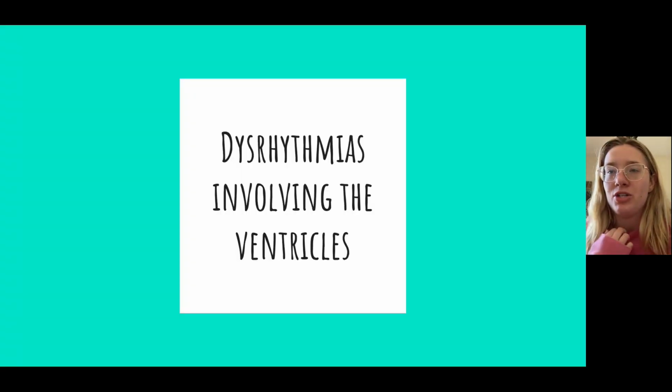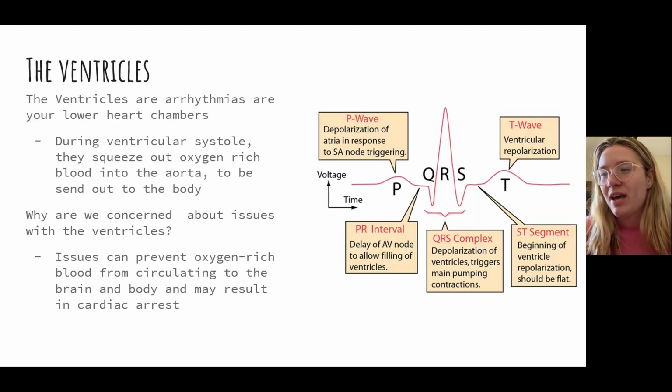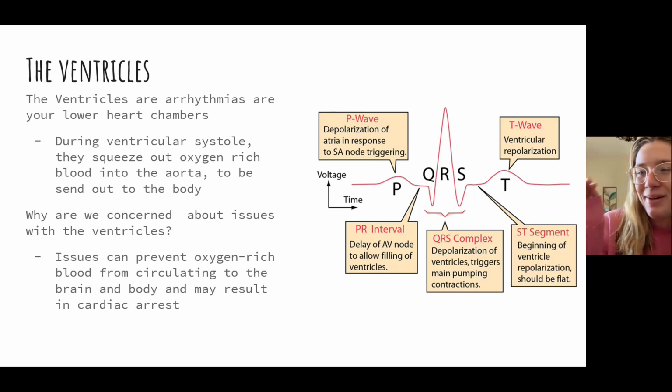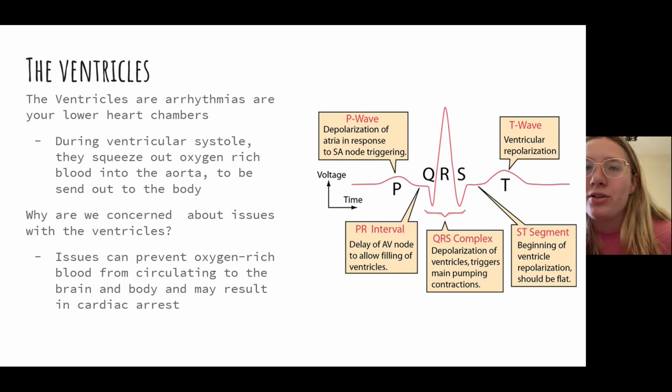So now we're going to talk about some issues involving the ventricles, but I do have a slide in here involving the atria, but I'll address it. So what's happening with the ventricles? These are our lower heart chambers. During ventricular systole, we have that squeezing. Through our QRS complex, this is what we would call, when we're auscultating, lub dub, that is our lub, because that's representing systole. Those ventricles are squeezing that oxygen-rich blood out into the body.